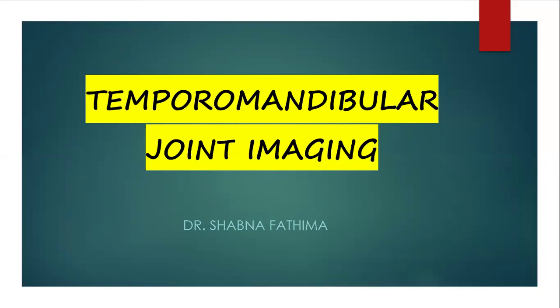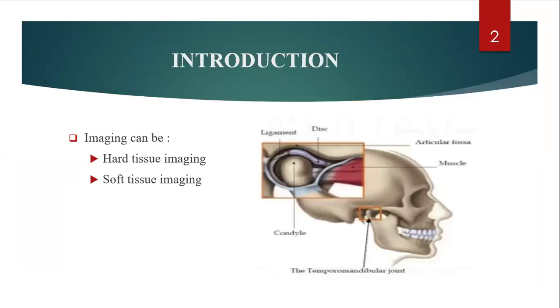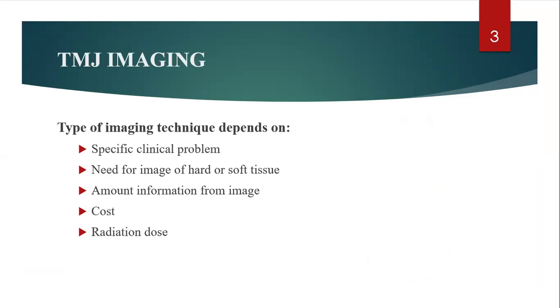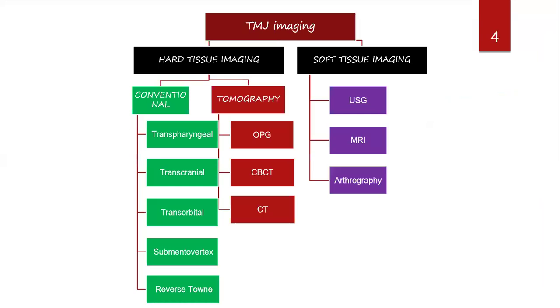Temporomandibular joint imaging. As you all know, the temporomandibular joint has hard tissue components and also soft tissue components. The type of imaging technique for TMJ will depend on the specific clinical problem, the need for imaging the hard tissue or soft tissue, the amount of information that has to be gathered, the cost, and also the radiation dose to the patient. So TMJ imaging can be divided into hard tissue imaging and soft tissue imaging.